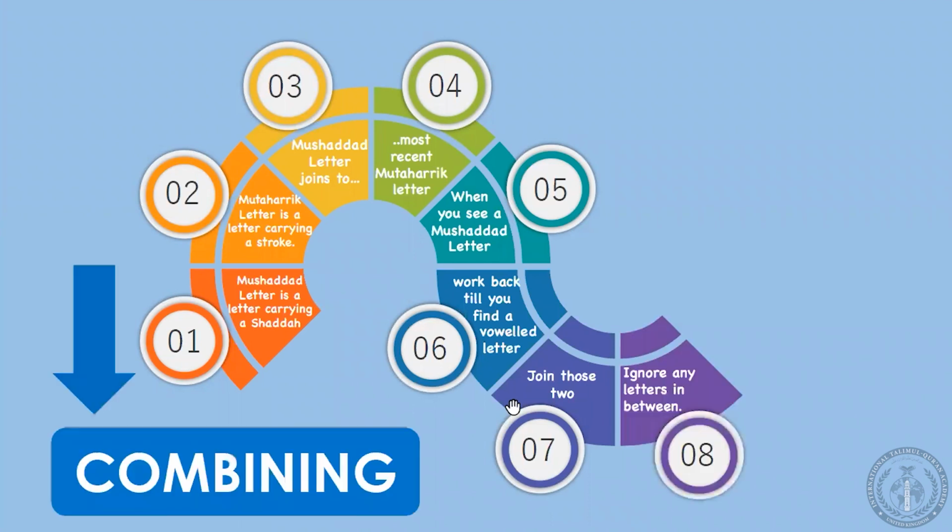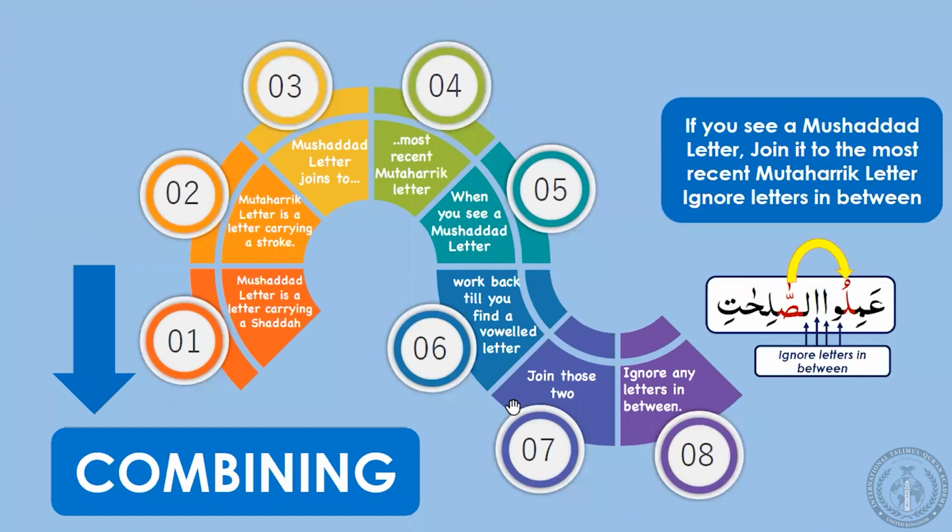So you first identify your mushaddad letter and then work your way back, find your vowel letter and join those two together. However, if there are letters in between the mushaddad letter and the mutaharrik letter that are blank, so they don't have any signs, they don't have any fatha, kasra, or dhamma, then we simply ignore those letters, okay? So for example, over here, I've identified my mutaharrik mushaddad letter, which is the sad, okay? Then I work my way backwards. Am I going to join it to these alifs? Well, no, because they don't have any signs. So these are blank letters.